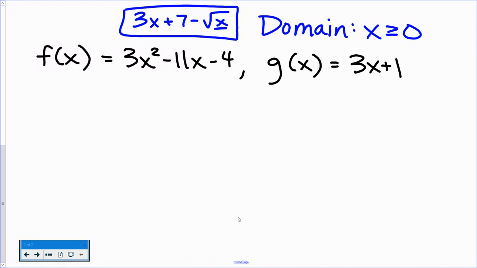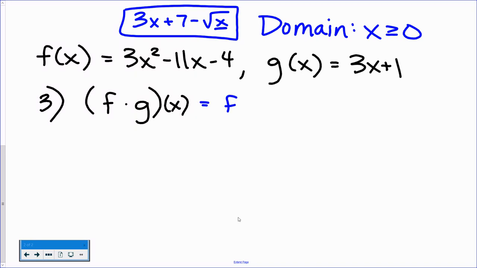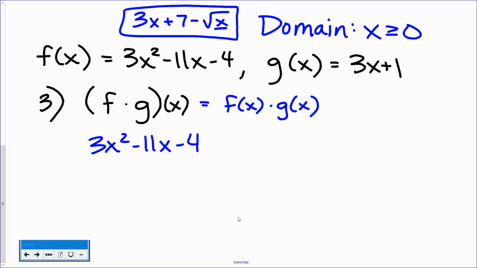And so now what I want you to do for your function operations, I want to do f times g of x, or also f of x times g of x would mean the same thing. So I'm going to take 3x squared minus 11x minus 4, since that is f of x, and I will multiply it by g of x.